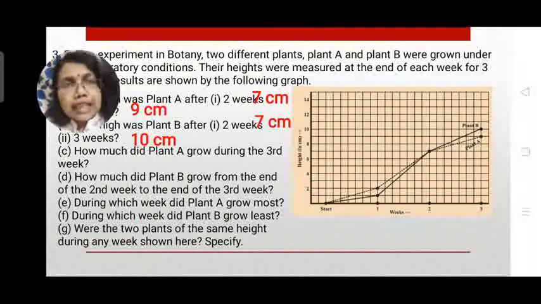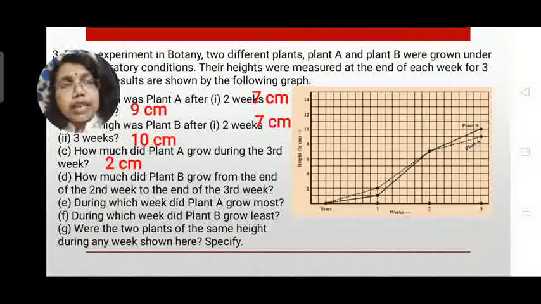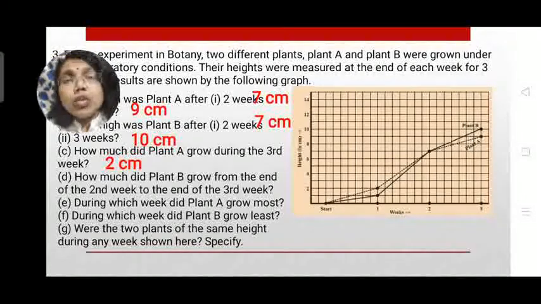How much did plant A grow during the third week? Now in the third week the plant grew how much? That's what we have to find out. Now to do that we have to find the difference between the heights at second weekend and third weekend. So it is 2 centimeter, as we could see that plant A's height after three weeks was 9 centimeter, and at second weekend it was 7 centimeter. So the difference between 9 and 7 is 2 centimeter.